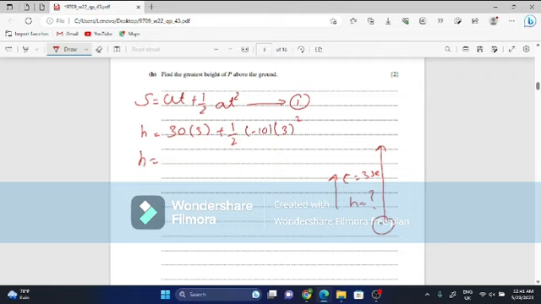So h will be 30 times 3 is 90, minus 5 times 9, that is 45. So 90 minus 45 gives you h, that is 45 meters, because distance is always measured in meters. So its value will be coming as 45 and the unit would be meters. That's all about that.